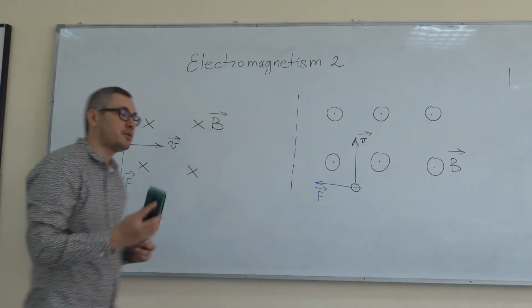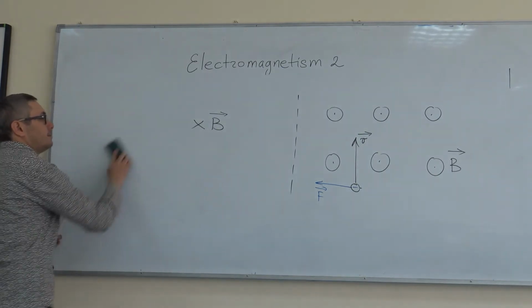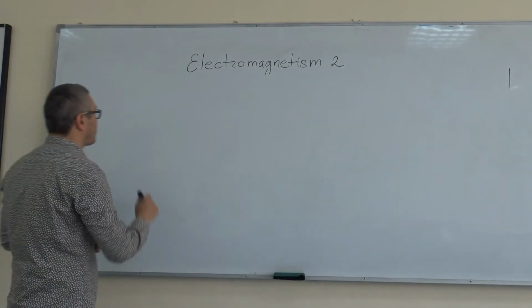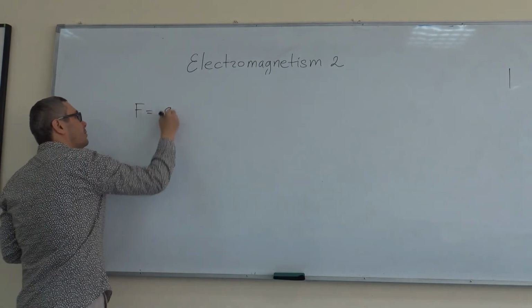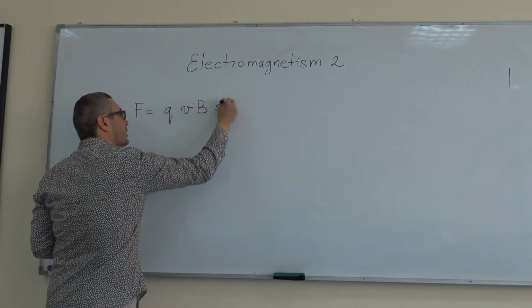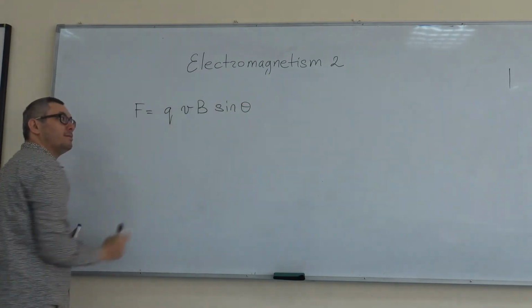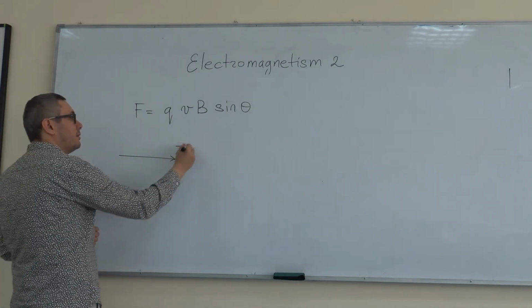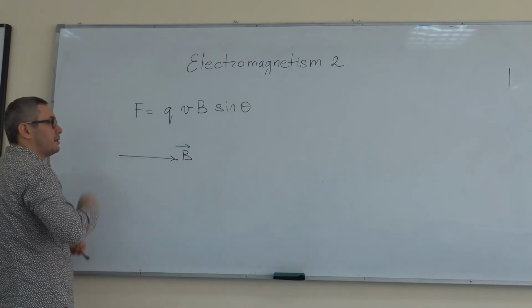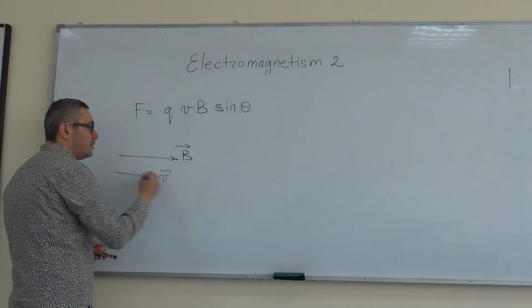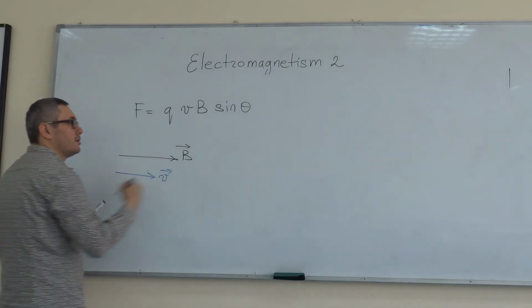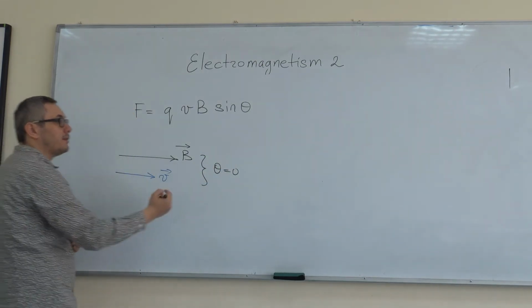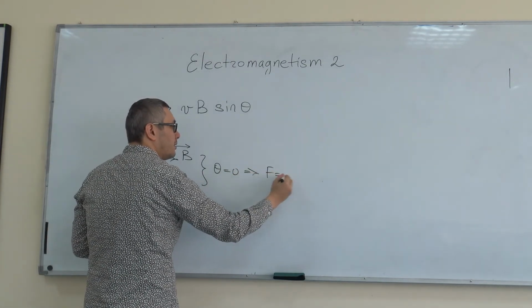Now let's look at a few special cases. Let's recall our expression for the force. Force is equal to QVB sine theta, where theta was the angle between V and B. What happens if the magnetic field and the velocity of the particle are in the same direction? In other words, if theta is equal to 0. Well, in that case, you can see that the force is also equal to 0.